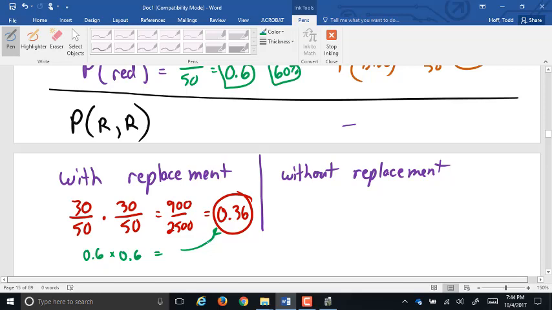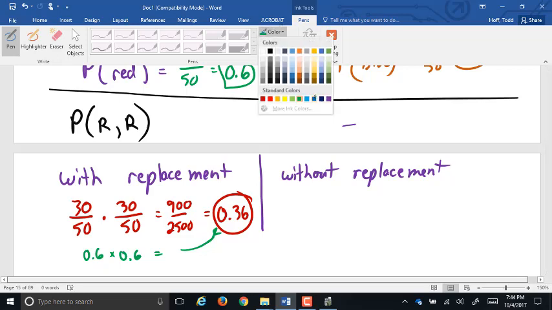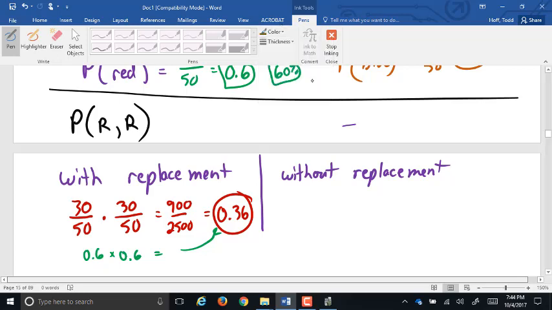Without replacement means we draw out that first marble, we look at it, and we toss it over our shoulder and draw the next one. Or we could draw both marbles at the same time. So there we did not put the first one back before we took the second one. What's the probability that the first one is red? 30 out of 50. What's the probability the second one is red? 29 out of 49.